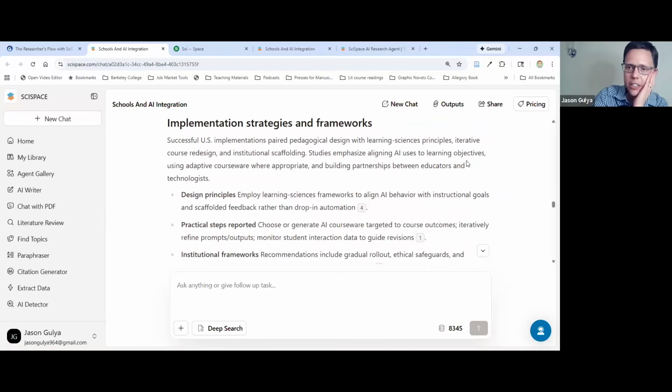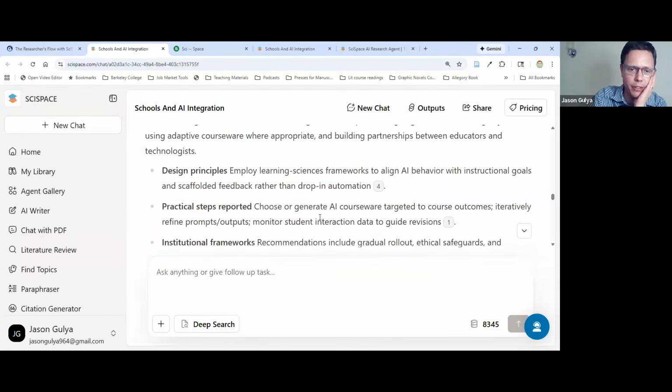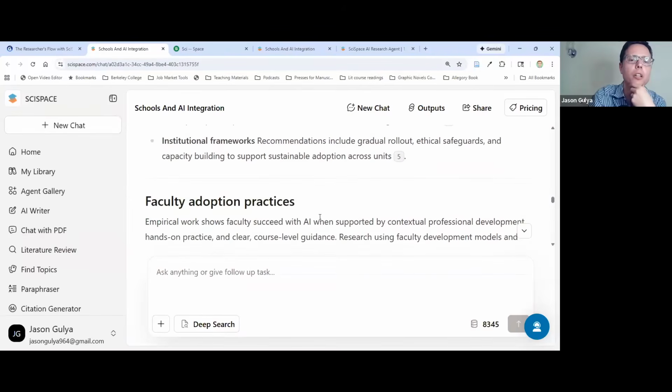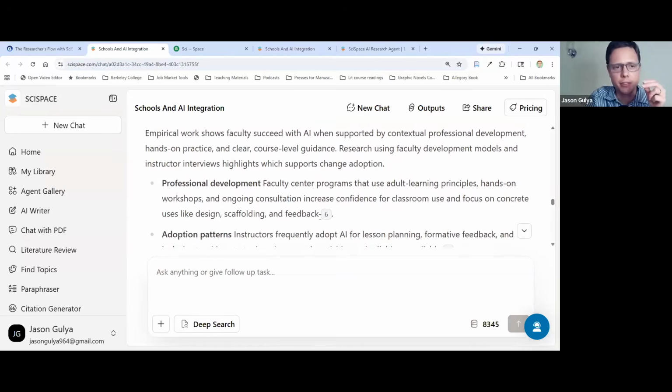So implementation strategies, design principles, and it's probably still a little small, so I'm gonna zoom in a little bit more. All right, so hopefully you can read that a little bit more. Practical steps forward, faculty adoption practices. So there are a couple of problems here.